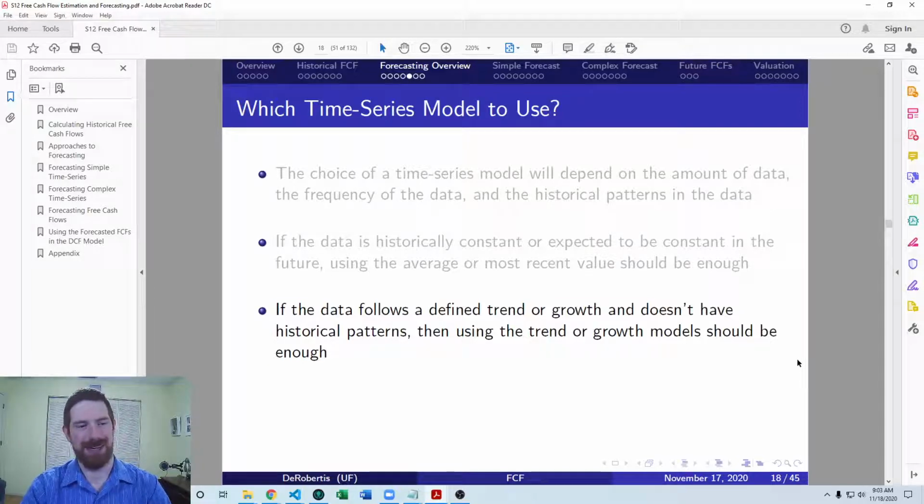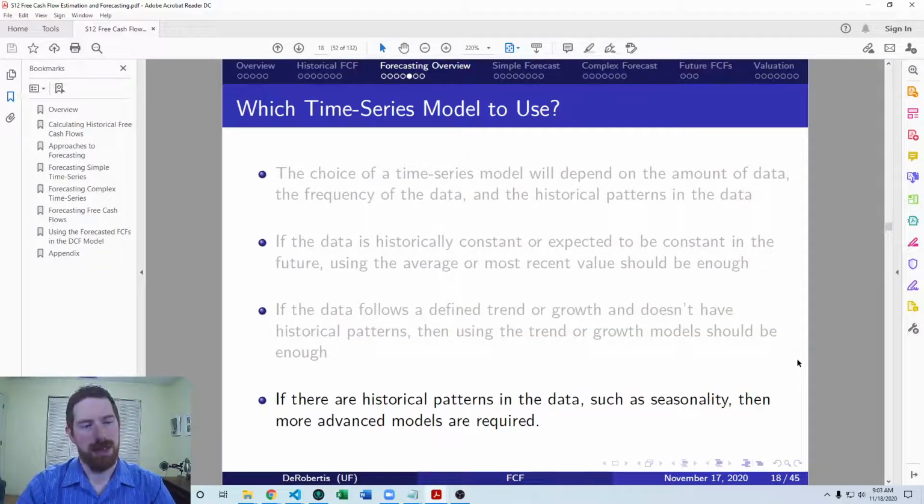But if there's kind of a trend up in the data or a trend down in the data, whether that's more straight or it's more exponential, then you're going to want to consider using a trend or growth model. So if it's a straighter line, linear growth or decline, you want to use the trend model. And if it's more of an exponential growth or decline, then you want to use the growth model.